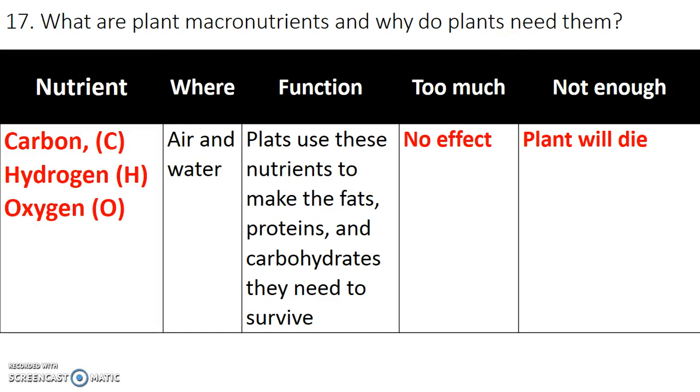So let's go through what the nutrients are and what they do for plants. First macronutrients I want to talk about are carbon, hydrogen, and oxygen. These come from the air and water. Carbon from carbon dioxide in the air, hydrogen from the light reaction breaking down water, and oxygen from the air. This is what plants use to make fats and proteins and carbohydrates and literally breathe. If you have too much of these things, there's no ill effect on the plant. However, not enough, just like us, when we run out of oxygen, the plant will die.